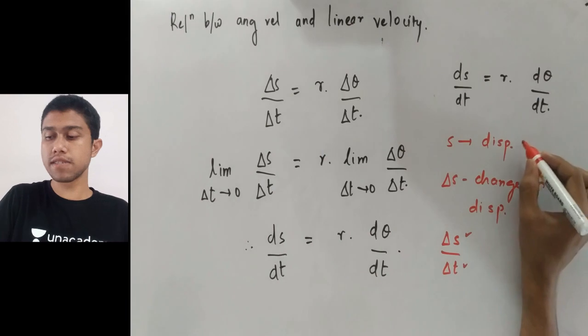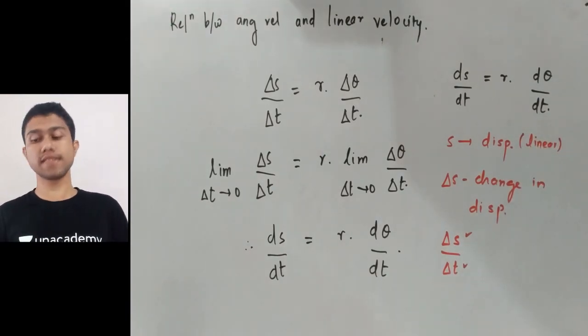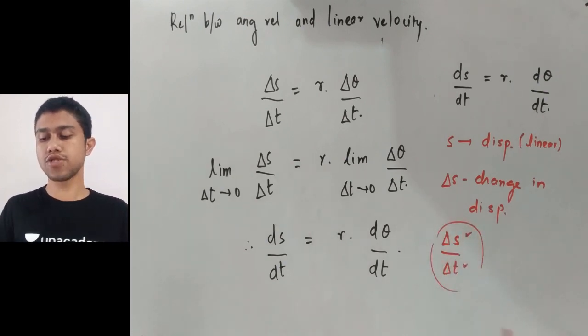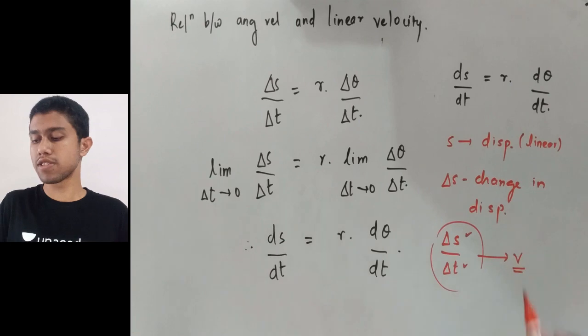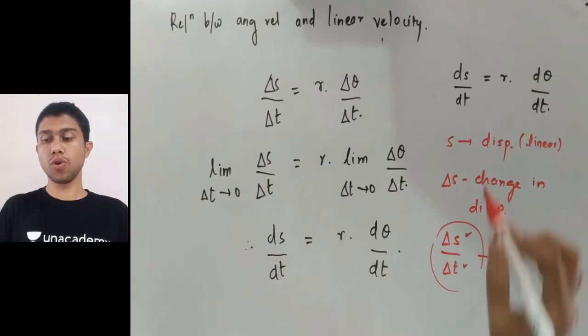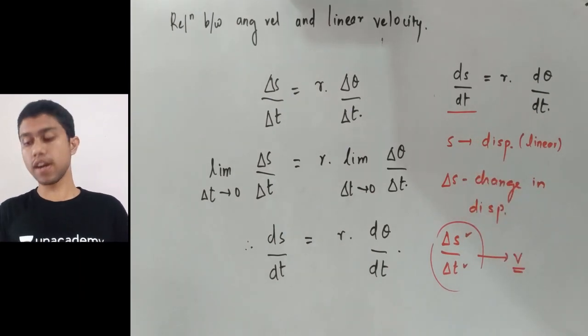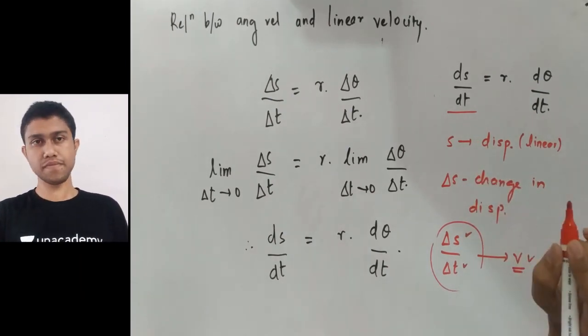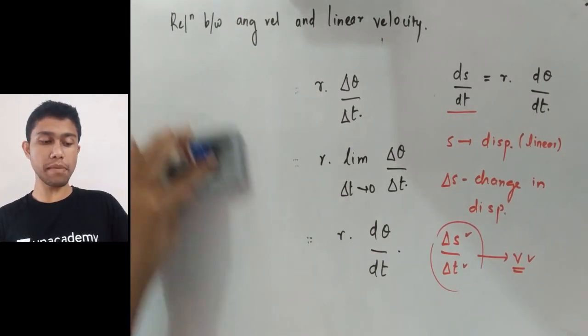And which is displacement? This is a linear displacement. So can I elaborate more and say it is rate of change of linear displacement, which is nothing but the linear velocity v. So I can replace this whole term, ds by dt, by v. Okay, similarly we'll see what does d theta by dt mean.